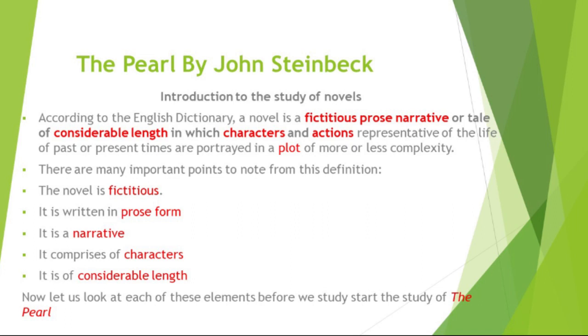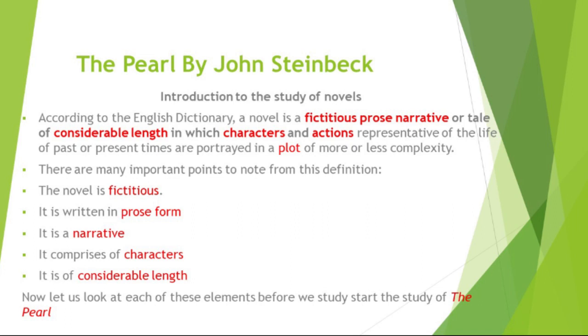There are many important points to note from this definition. 1. The novel is fictitious. 2. It is written in prose form. 3. It is a narrative. 4. It comprises of characters. And 5. It is of considerable length. Now let us look at each of these elements before we start the study of The Pearl by John Steinbeck.